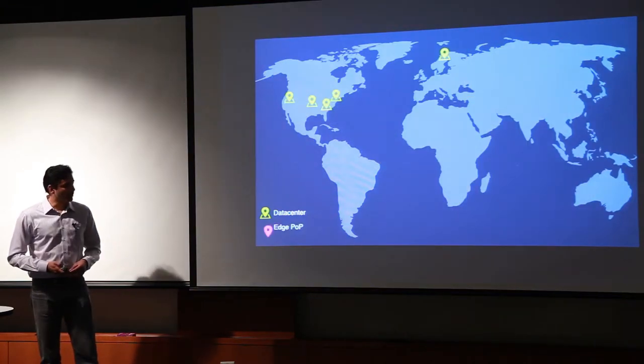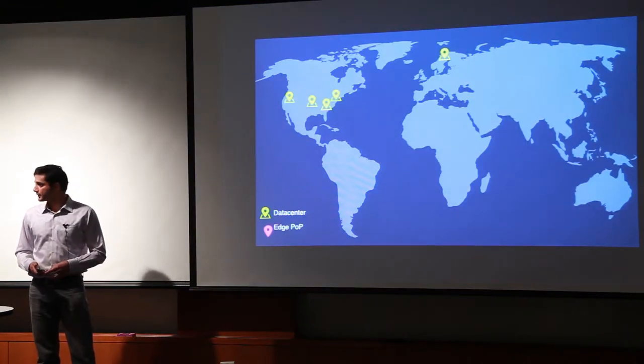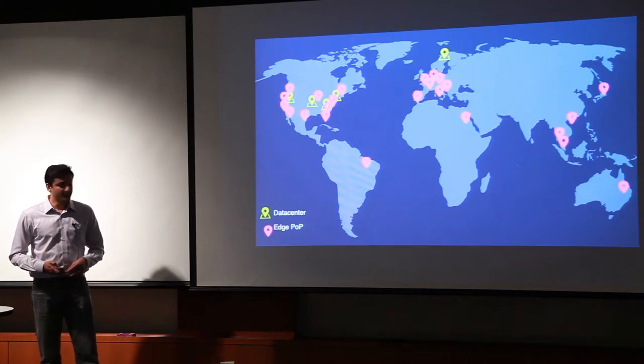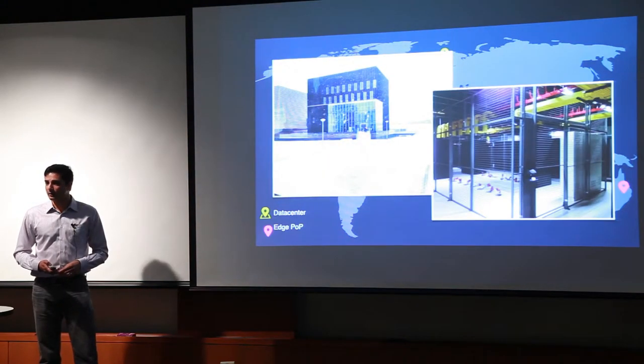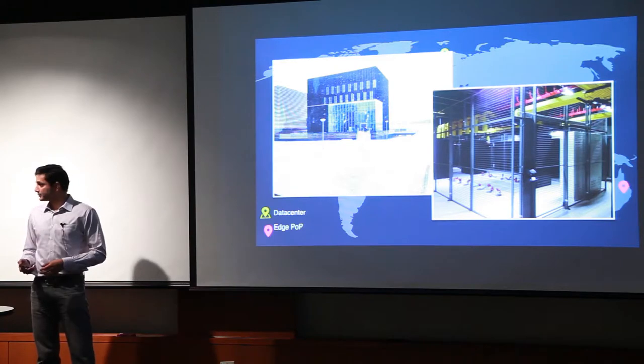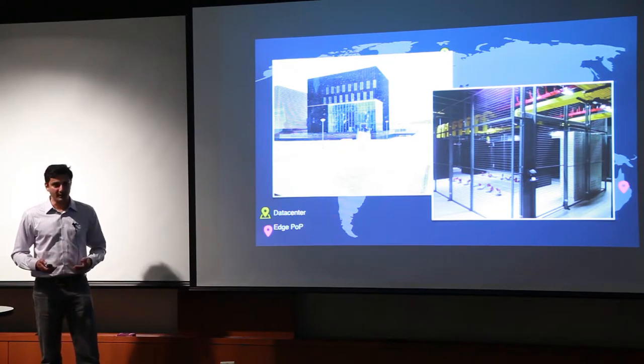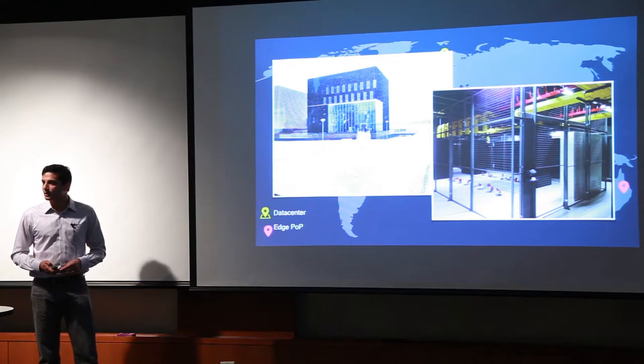We also have what are called edge points of presence, or POPs, across the world. These try to bring the network closer to the user, and we'll see more about this in just a second. These are much smaller facilities, typically co-location facilities where we rent spaces, secure cages with racks, commodity hardware servers and networking equipment that we buy from vendors, running Facebook software. Much smaller footprint, maybe consume tens of kilowatts of power.